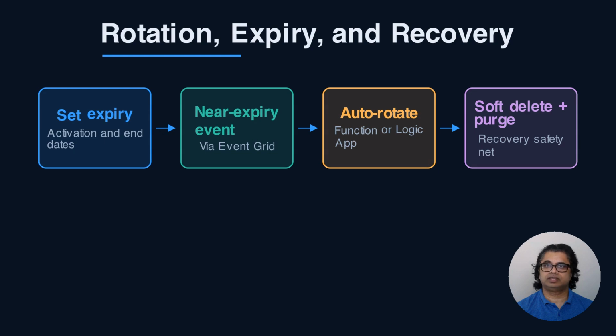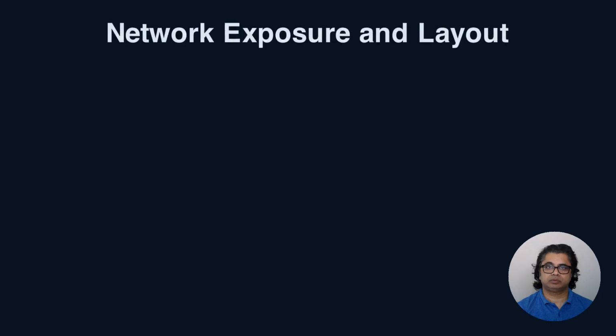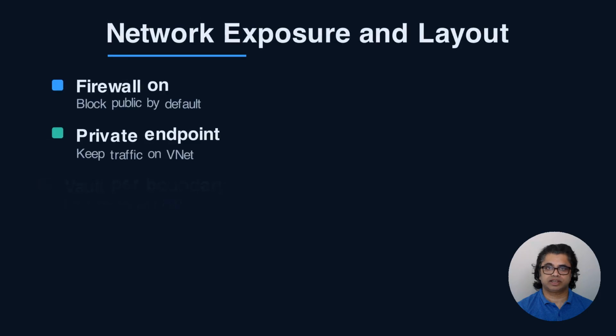And turn on 2 safety nets that should be non-negotiable: soft delete, which is on by default with a retention window, and purge protection, which blocks permanent deletion until that window passes. Purge protection can't be disabled once enabled, so it genuinely stops an attacker or a bad script from wiping your keys. 2 more decisions. First, network access.